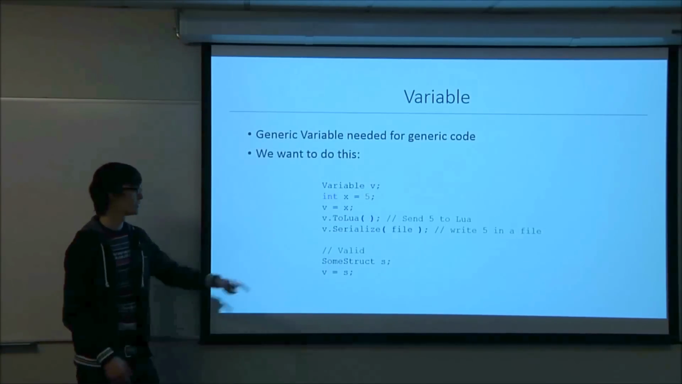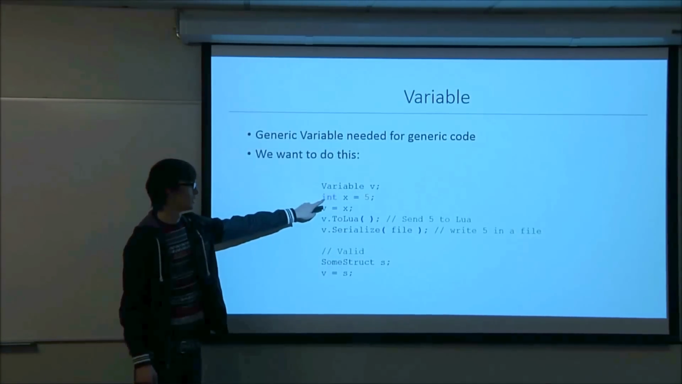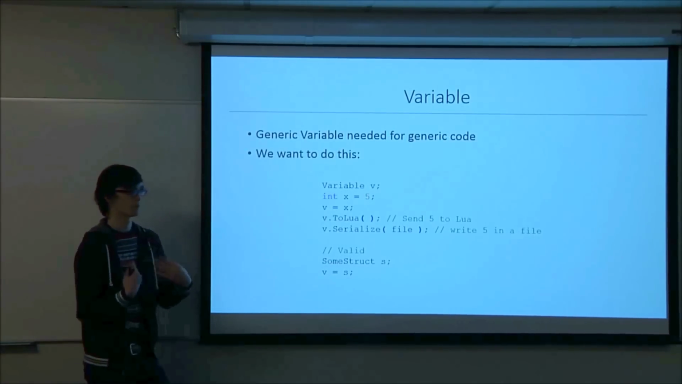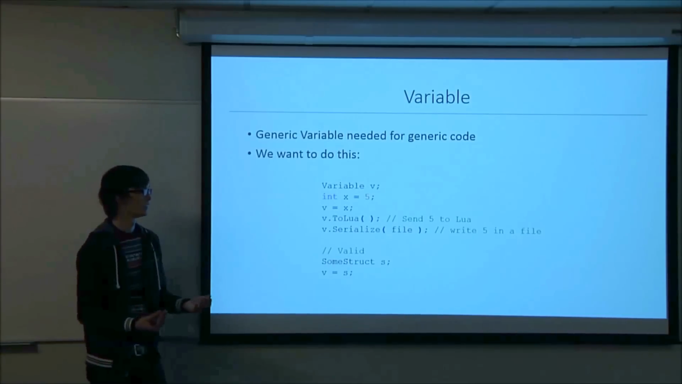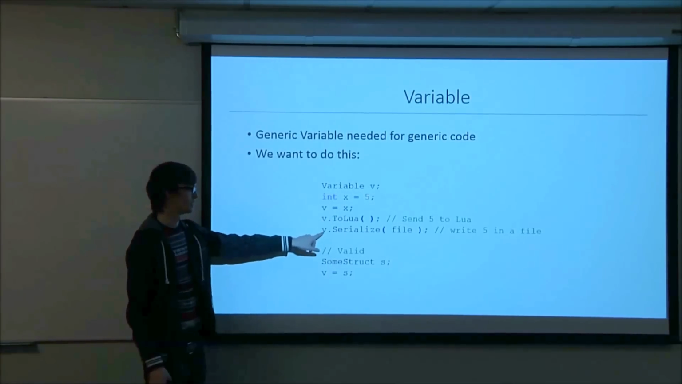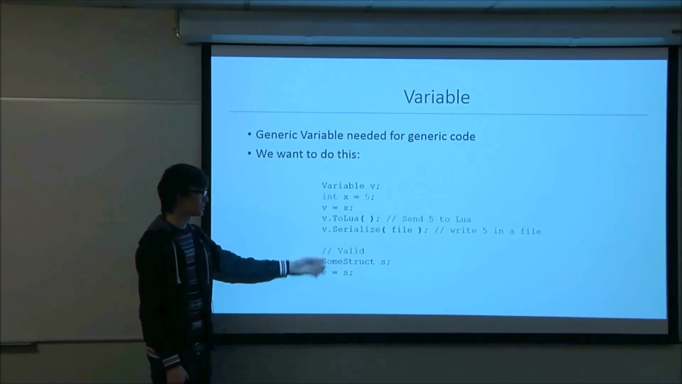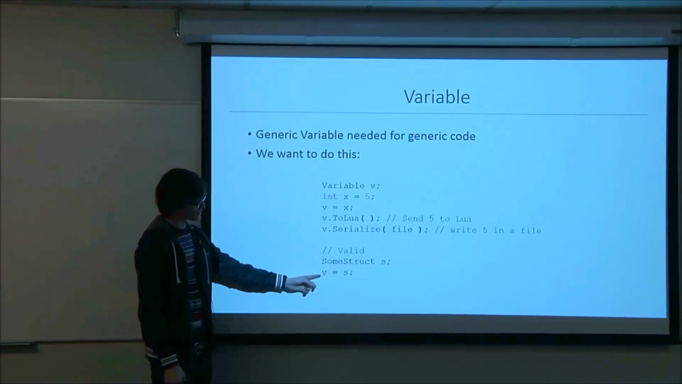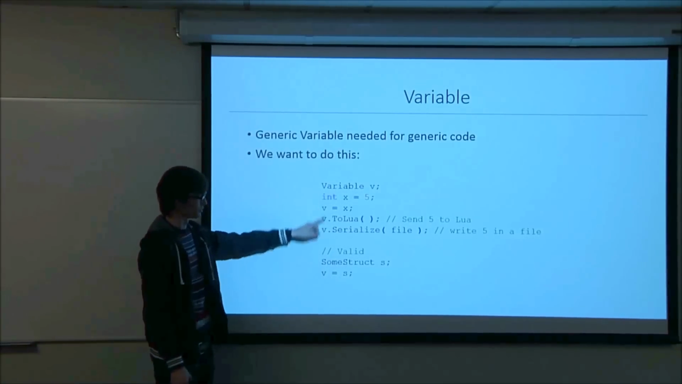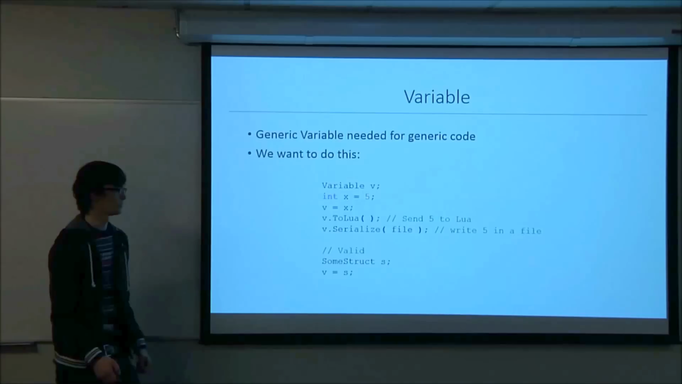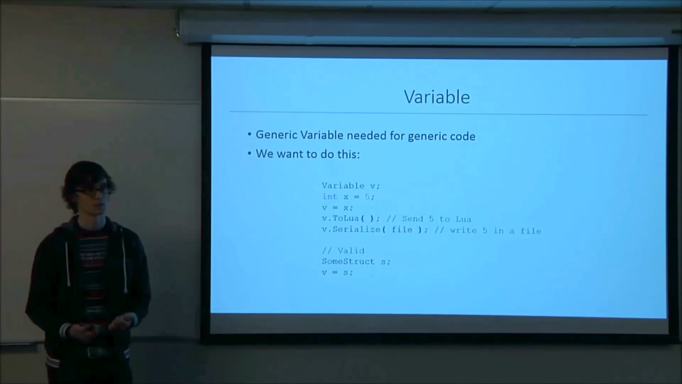We can assign it to an integer. Once we do that, it is holding a pointer to this integer inside of it. And then we can also send it to Lua, the integer itself, or serialize it. I'm just demonstrating that you can also assign this variable to structures or anything in C++ that's been registered. You want to be able to assign to this variable so you can write generic code.